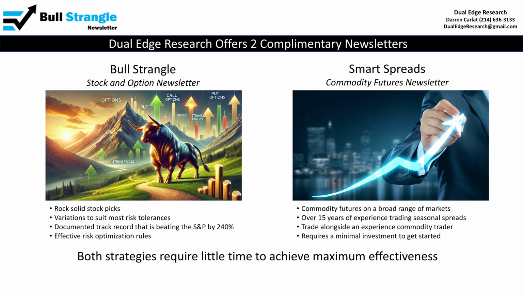Dual Edge Research publishes two powerful newsletters that work great individually and even better together. The Bull Strangle newsletter focuses on stocks and options, combining stock ownership with premium selling strategies to generate consistent income and market-beating returns. The Smart Spreads newsletter specializes in seasonal commodity futures spreads, offering a diversified approach with low correlation to equities. Together, they deliver a complete investment perspective, one focused on income, the other on diversification, all under one simple subscription. Two powerful strategies, one disciplined source, Dual Edge Research.